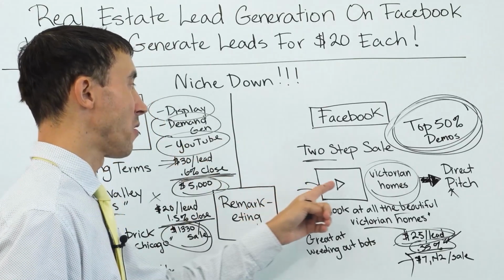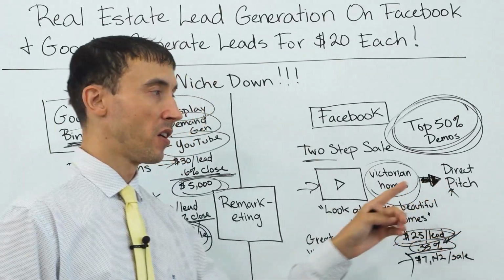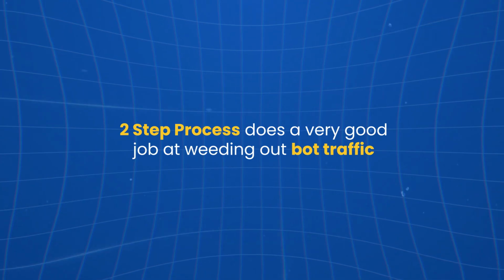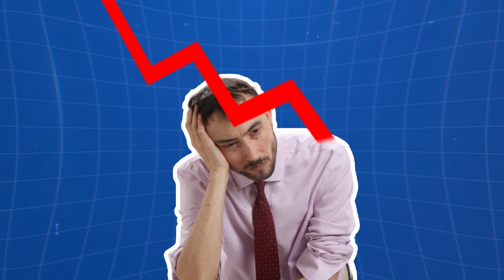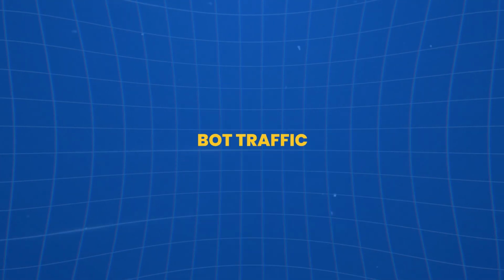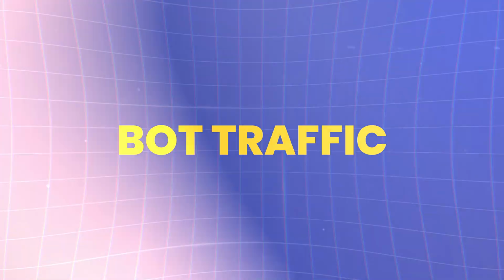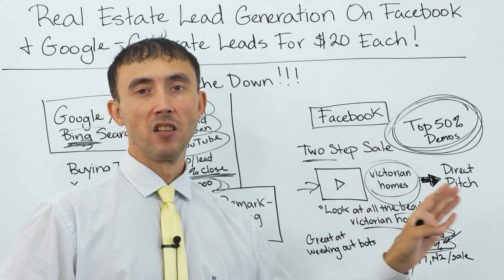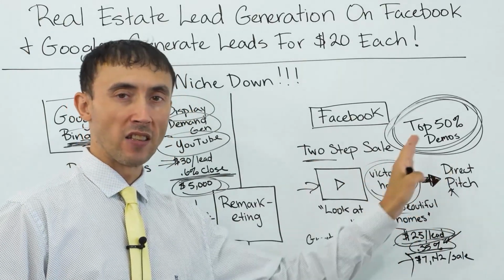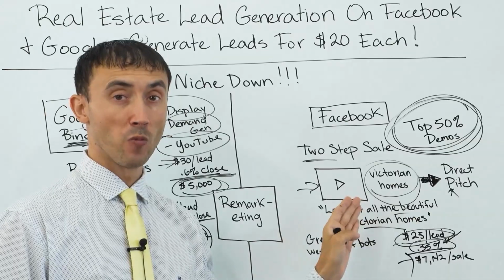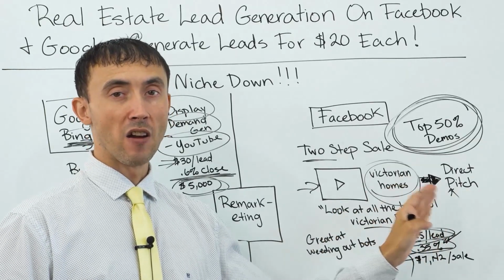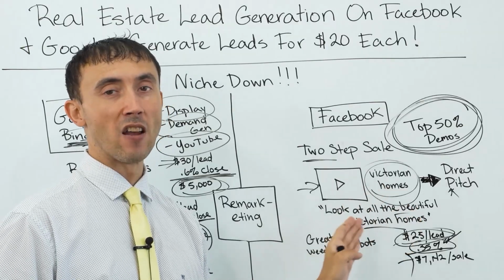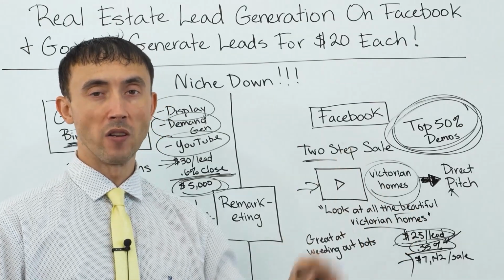And this model, this two-step process right here, does a very good job at weeding out bot traffic. Because one of the things that drives down the level of success you get with Facebook ads nowadays is all the bot traffic on there. And if they've had to watch the full video, that weeds out bots brilliantly. So that's the other reason why I like this two-step process, even though it's really required to get your ad spend to work in the real estate space. It does that very well too, just as a bonus.